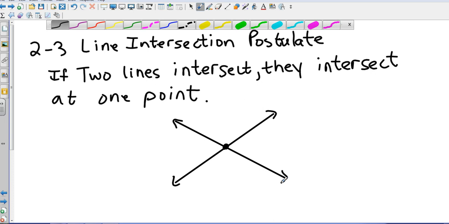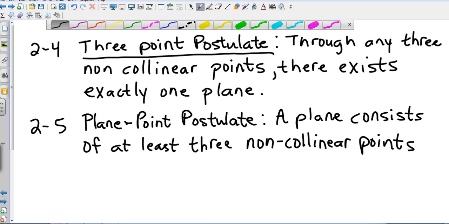Let's look at 2-4 and 2-5. You'll notice that they have to do with planes. So here's our postulates about planes. The 3-point postulate just states that through any 3 non-collinear points, there exists exactly one plane, and then we flip that around, and that just states that a plane consists of at least 3 non-collinear points.